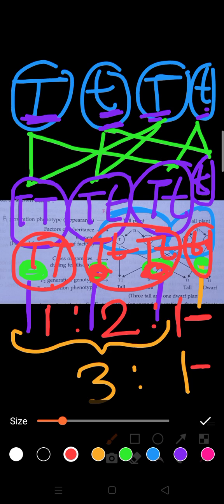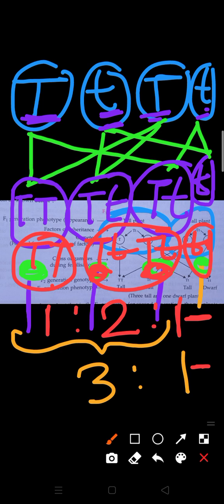So in independent assortment we will discuss the two-character inheritance, means dihybrid inheritance. Okay, if you have any question regarding the monohybrid cross, please send me.